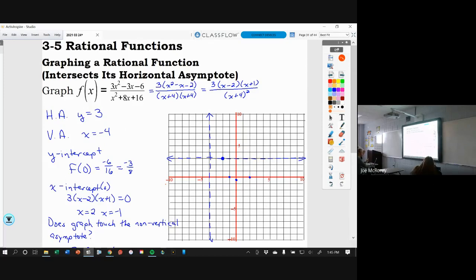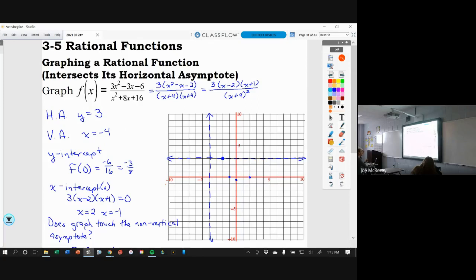Because it passes, it can't touch the vertical. Well, I don't care. It can go down from there or up from there and still never touch the vertical asymptote. Right? I mean, think about it. It could go up and get closer and closer to that asymptote, or it could come up and still get closer and closer to the asymptote.